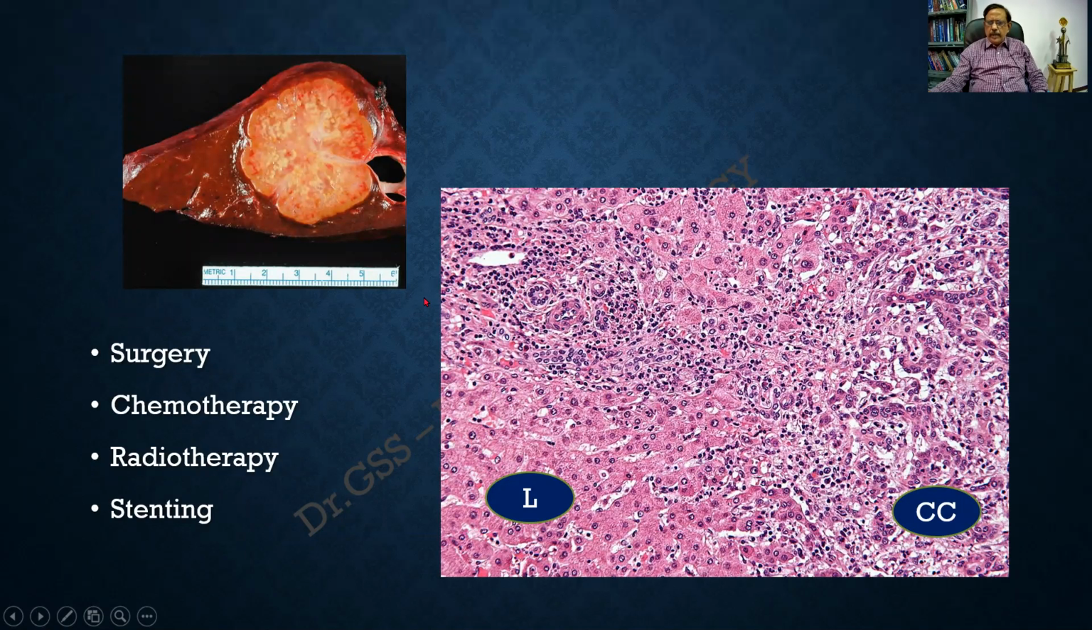This is a picture of a cholangiocarcinoma. So the tumor is almost well demarcated. It appears to be having lobulation. And here again, this is a normal liver. L is the normal liver. You people can take a closer look at the normal sinusoids. And this is a carcinoma. Look at the irregular strands and the glands which are infiltrating into the liver parenchyma. So this is a cholangiocarcinoma.